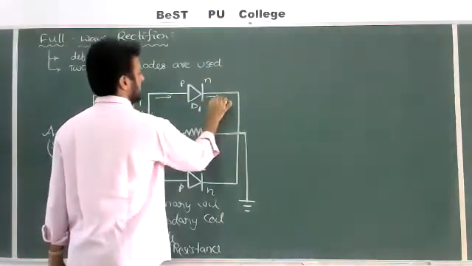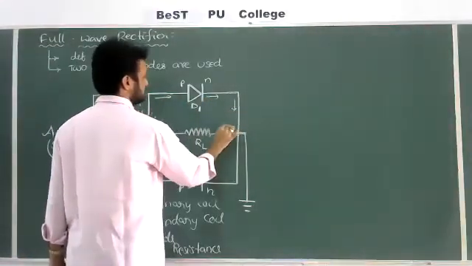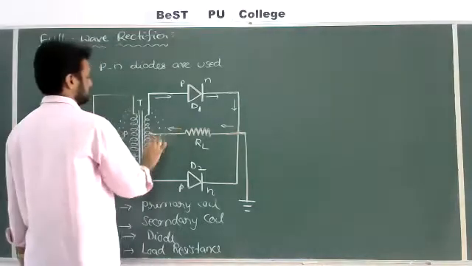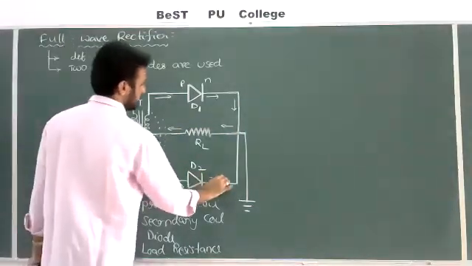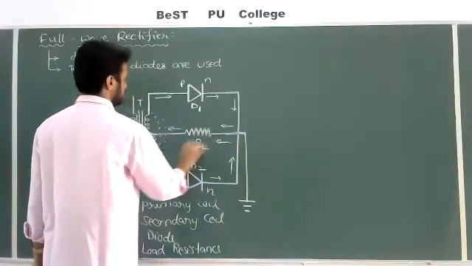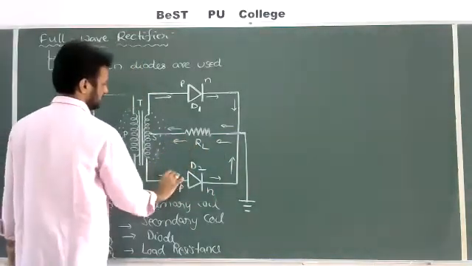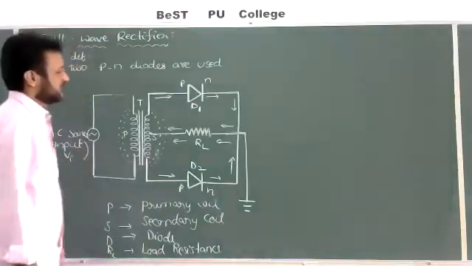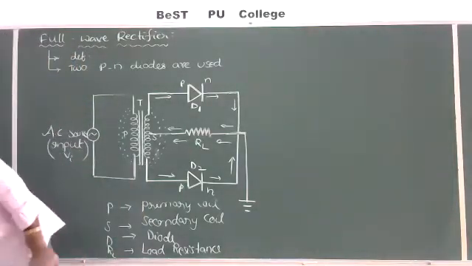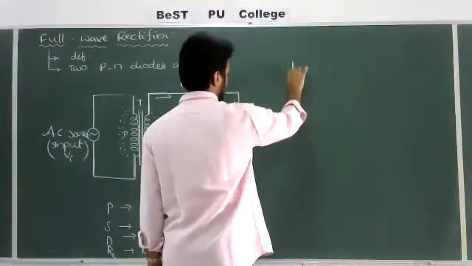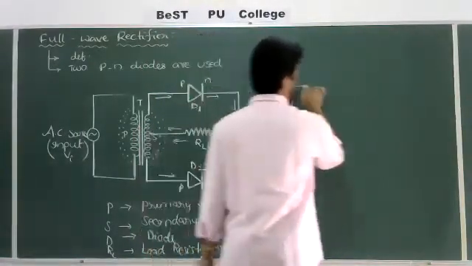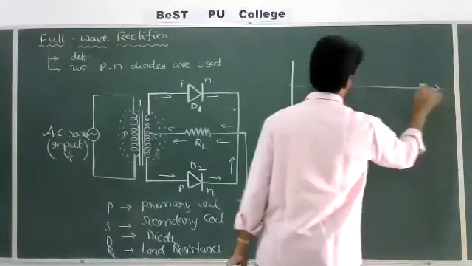So I'll draw the arrow marks also like this. Here also we should take arrow marks in this way. Like this. And also we should draw the input and output waveforms. I'll write here input and output waveform. It is an input AC.